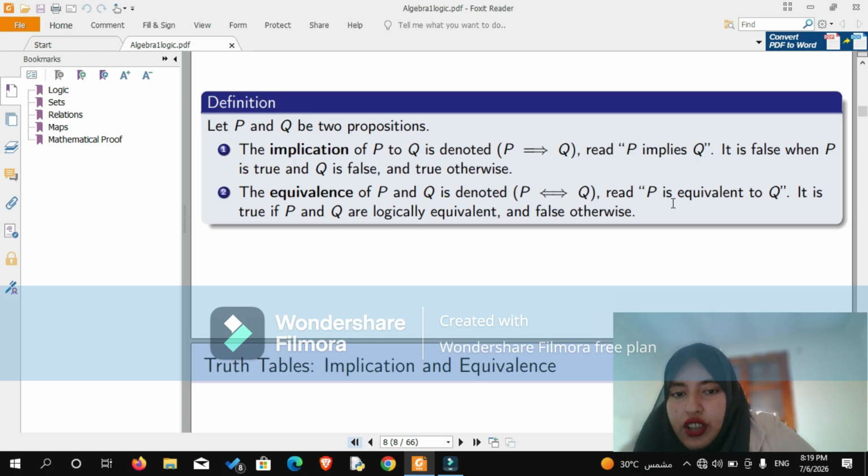Implication and equivalence. Implication: P implies Q. It is equivalent to P bar or Q. And the equivalence: P is equivalent to Q. It is true when both of them are true or both of them are false, otherwise it's false.